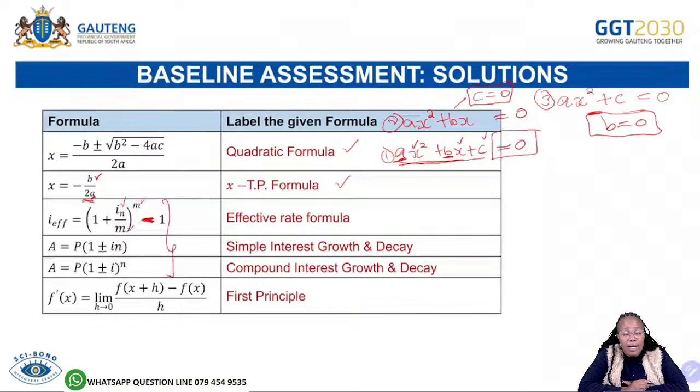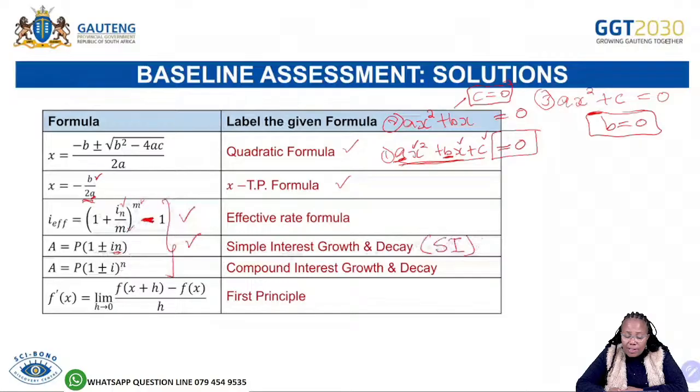Remember these three, they are financial formulas. One for effective rate. This one is for the simple interest, whether it's a growth or a decay. For simple interest, we use the abbreviation SI with capital letters. When the n is a linear function, a straight line, it has a relationship with the straight line graph, grade 12. And this is simple interest.